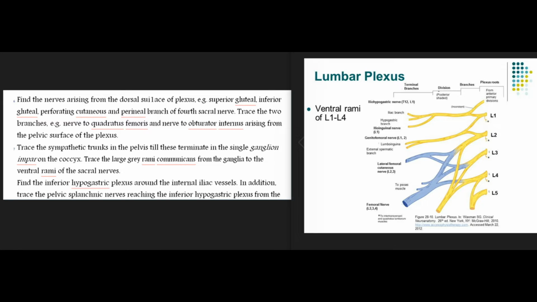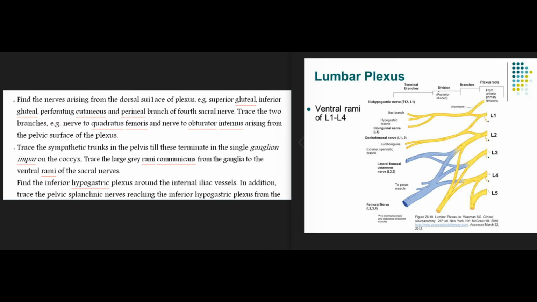Trace the sympathetic trunks in the pelvis till these terminate in the single ganglion impar on the coccyx. Trace the large gray rami communicans from the ganglia to the ventral rami of the sacral nerves. Find the inferior hypogastric plexus around the internal iliac vessels.